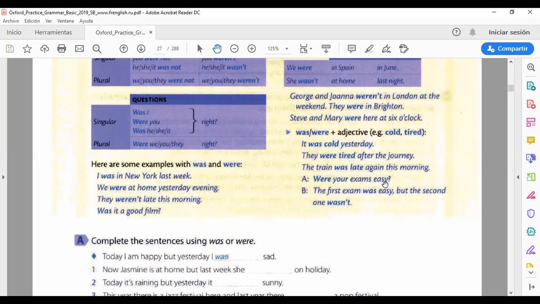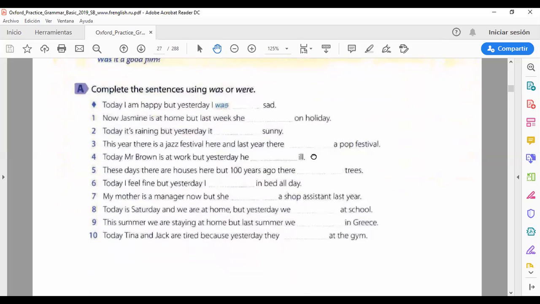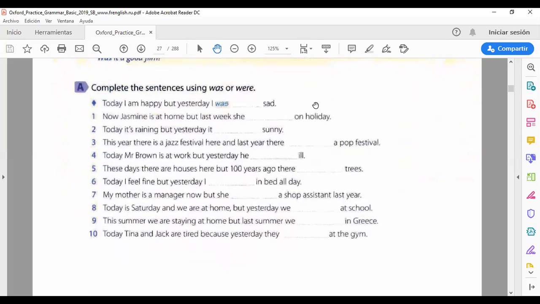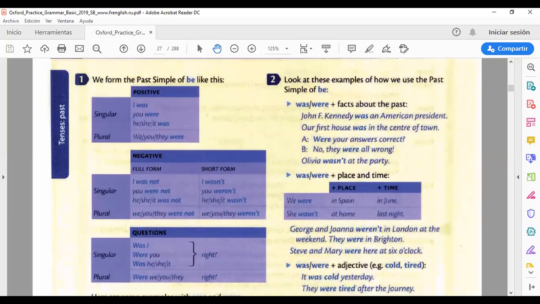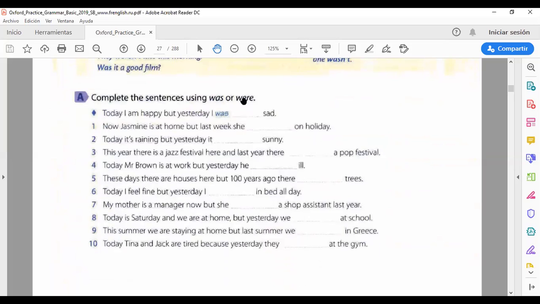Question: were your exams easy? The first exam was easy, but the second one wasn't. As you can see, positive form, negative form. Okay, if you don't have any questions, let's continue. If you have any questions, you can always go back to the information, okay? Now it says complete the sentences using was or were.